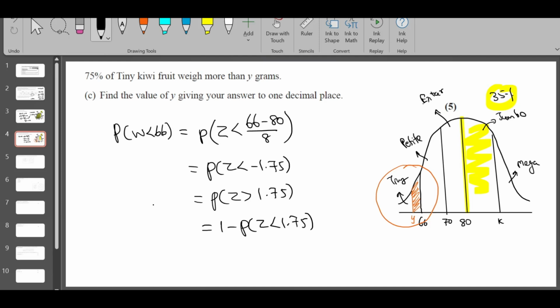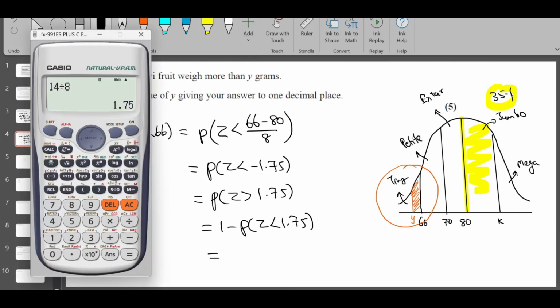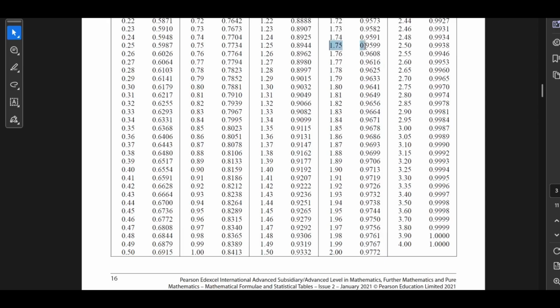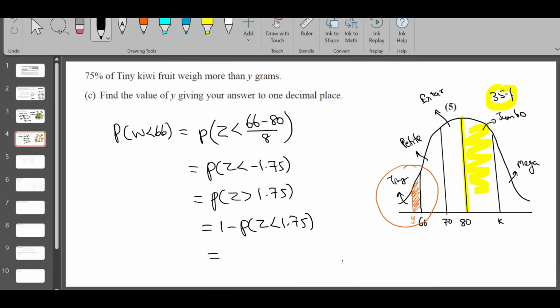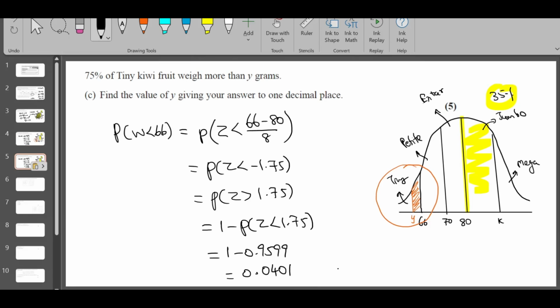Okay, let's get the value from the table, subtract from 1. 1.75, 9599. 1 minus 0.9599, 0.0401. Okay, I'm going to explain this part now.